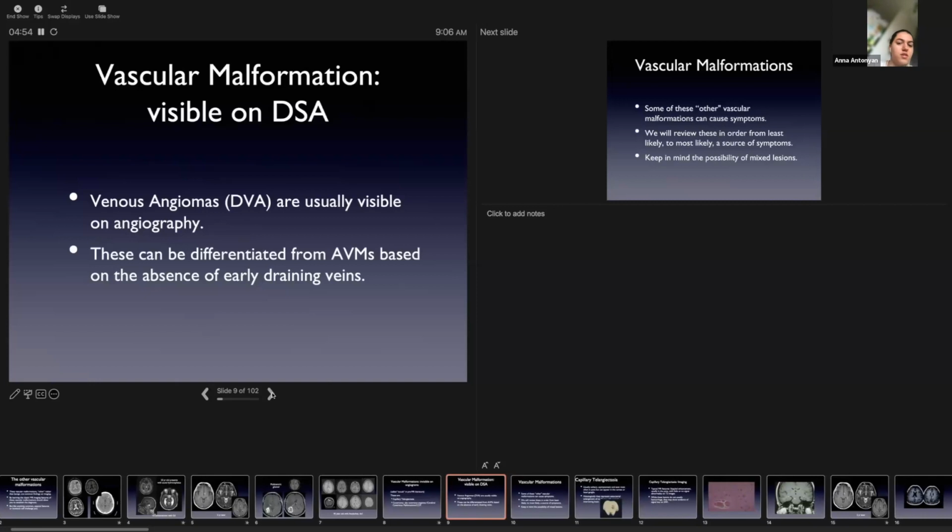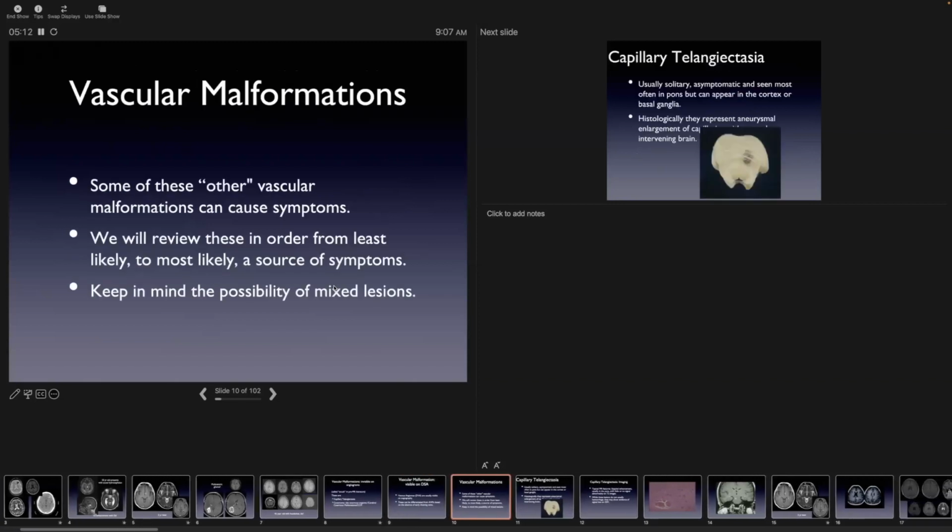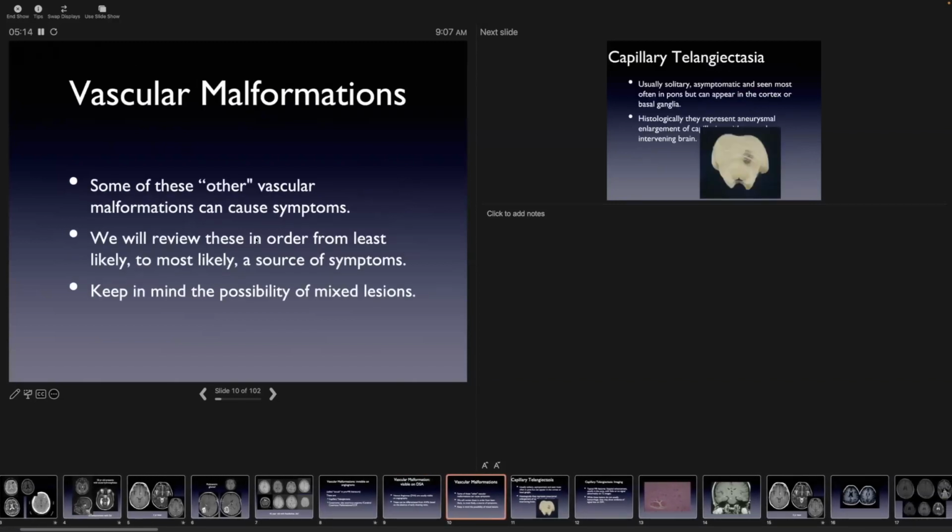We'll start with those, and then we'll talk about vascular malformations that are visible on angiography. And these are the venous angiomas or developmental venous malformations, and these are usually visible, and these are differentiated from AVMs based on the absence of early draining veins. Some of these vascular malformations can cause symptoms, but not all of them. And so I'll order these in terms of the ones least likely to be symptomatic to more likely to be symptomatic, or most likely.